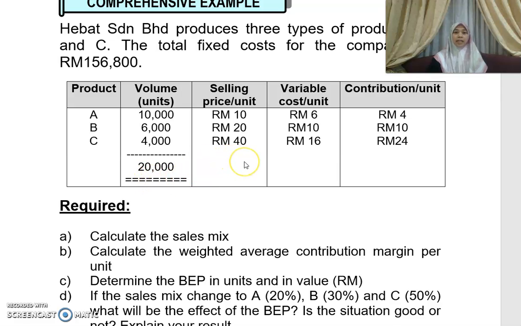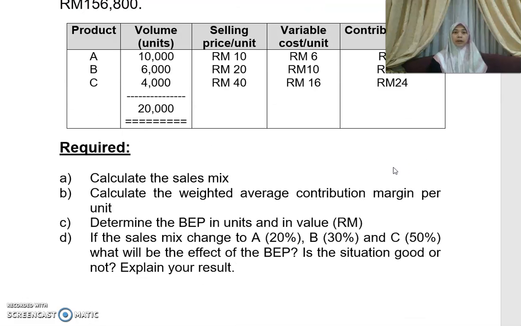You are being given the selling price per unit for each of the products. So this is the variable cost. If the question doesn't give you the contribution, you can always work out the contribution because contribution is the sales minus your variable cost. So what is it that you are required to do?